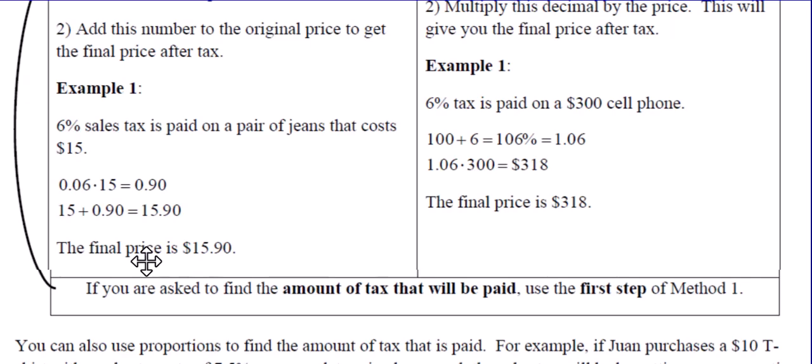So the example that's given here is if you have 6% sales tax paid on a pair of jeans that cost $15. 6% as a decimal is 0.06. Multiply that by 15 to get 0.90, which is 90 cents of tax. That makes sense because we pay 6 cents for every dollar times $15 is 90 cents. 15 plus 90 cents is going to get us $15.90 for the final price with tax.